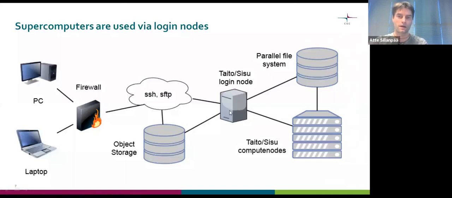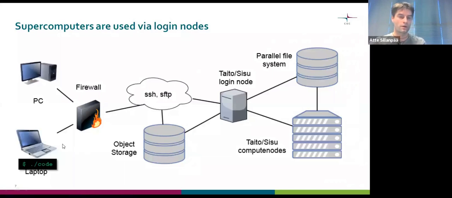Taito and Sisu have their separate login nodes, but they have access to the same parallel file system, and then both have access to their own separate compute nodes. In addition, there is something called the object storage, which started as the storage for the cloud resources, but currently it can also be accessed from Taito and Sisu, and it can be accessed from your own machine through SFTP or some other protocols also without going to the Taito or Sisu login nodes.